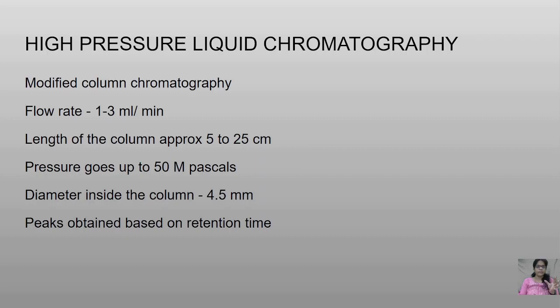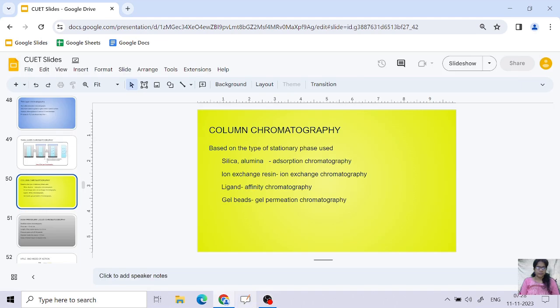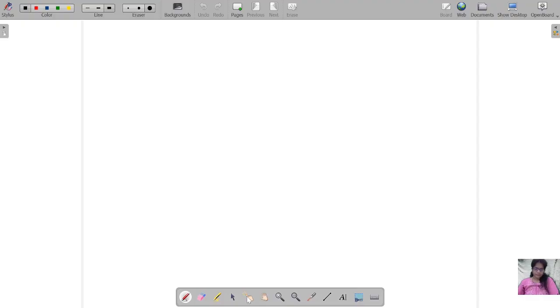I will explain better with a diagram. For example, let's first talk about what column chromatography is. The column has this length, which would be around 10 to 15 centimeters. It also has a diameter.